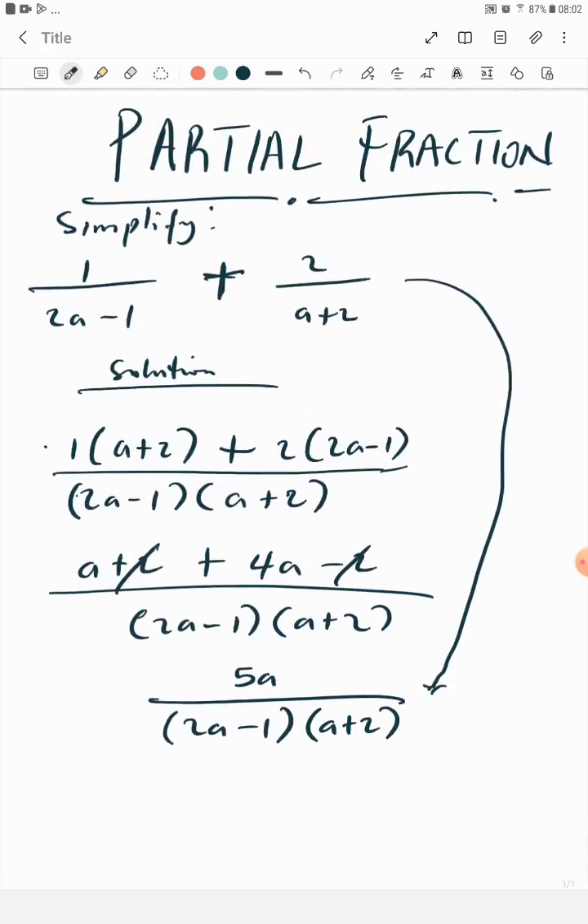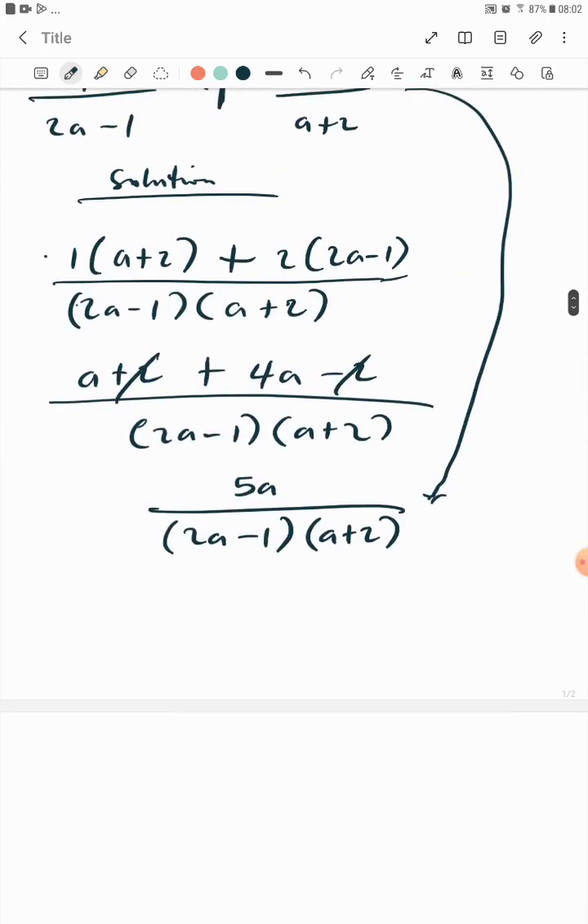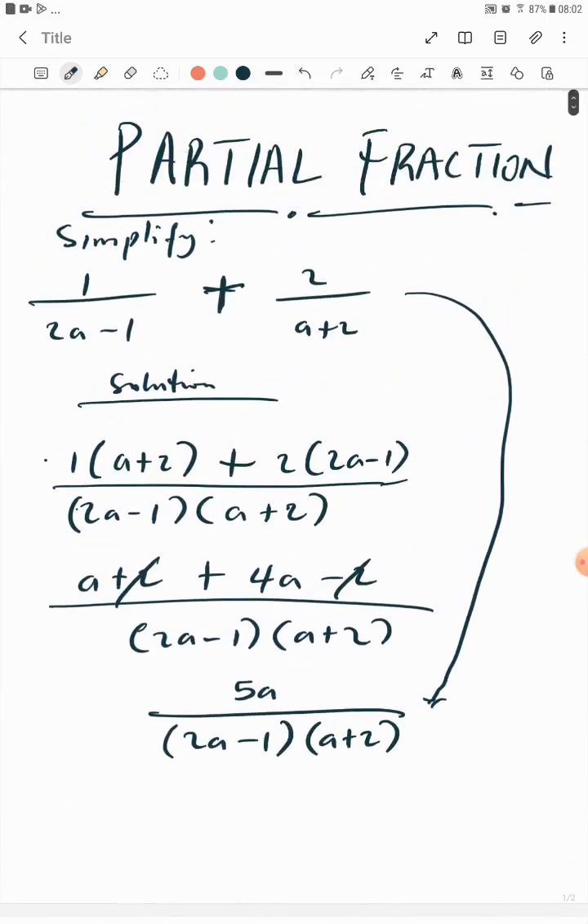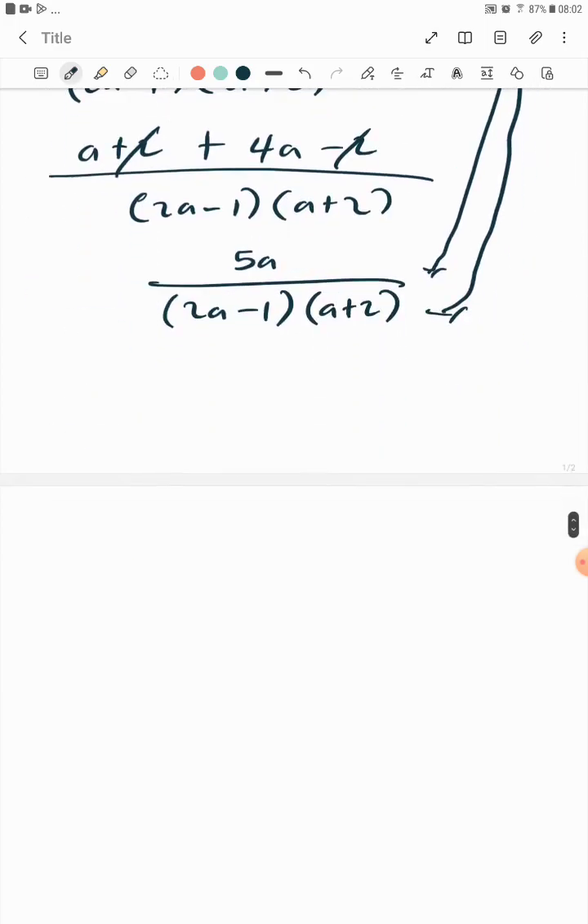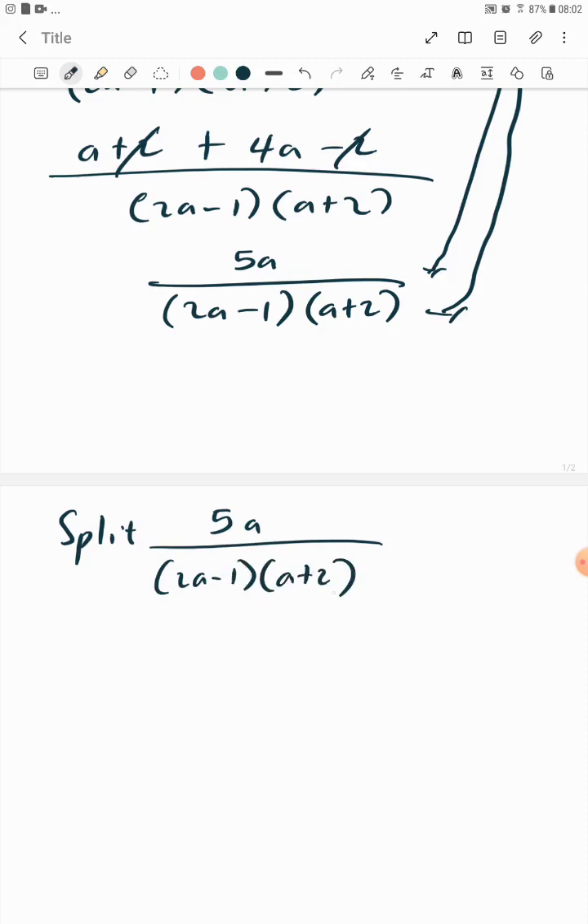So in algebraic fractions, you learn how to simplify something like this to get this. In partial fraction, they will give us, let's take a question: split 5a over 2a minus 1, a plus 2, split it into partial fractions.